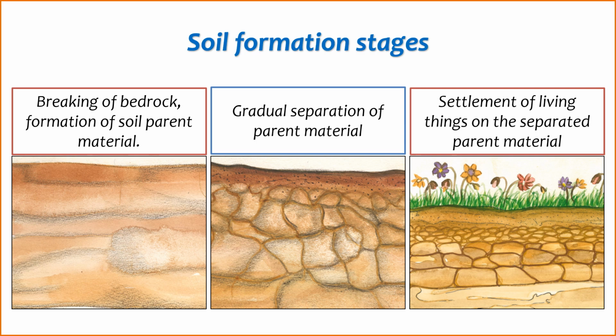4. Eluviation. The deposition of leached materials in a lower soil horizon. This can lead to the development of distinct layers or horizons in the soil profile. 5. Horizon development. The formation of soil horizons or layers with distinct characteristics. Common horizons include the O horizon, organic matter; A horizon, topsoil; B horizon, subsoil; and C horizon, weathered parent material.